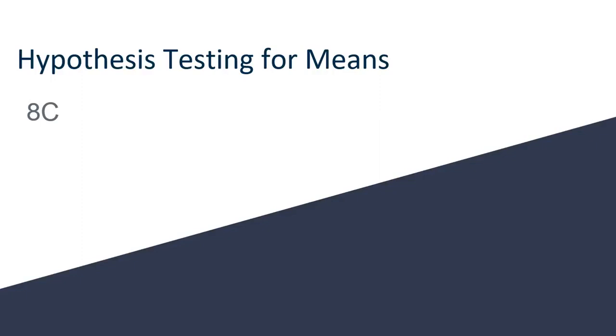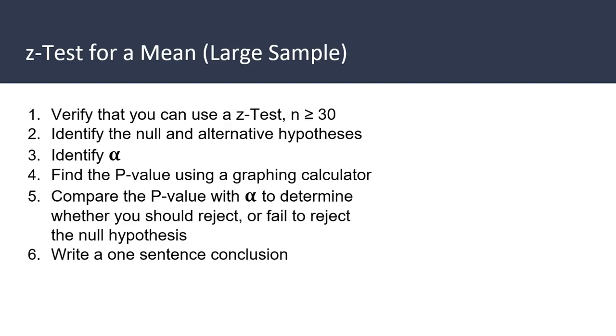8C, we're going to look at hypothesis testing for means. So similar process. All right, just a couple different buttons on the calculator. Okay. For the means, we need to be aware of large sample versus small sample. So just like we did with our confidence intervals last unit, the magic number is 30.